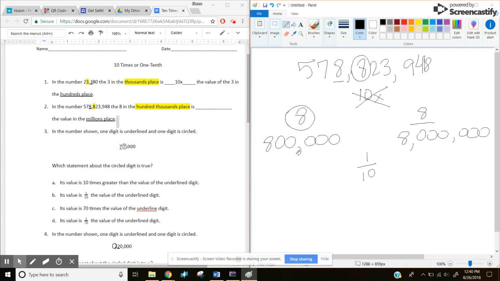It's worth 800,000. So is it 1/10 of 8 million? Meaning is 800,000 less than 8 million? This is correct. So in our answer, it should be 1/10 the value in the million space.